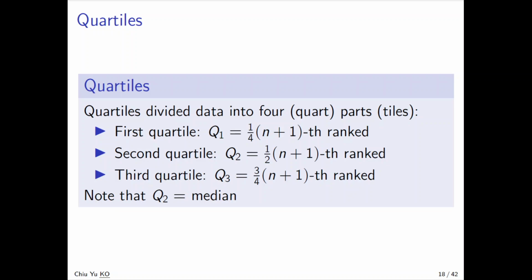And the first quartile will be 1/4 of n plus 1, and then the third quartile will be 3 over 4 of n plus 1. Okay, so this is what quartiles mean.